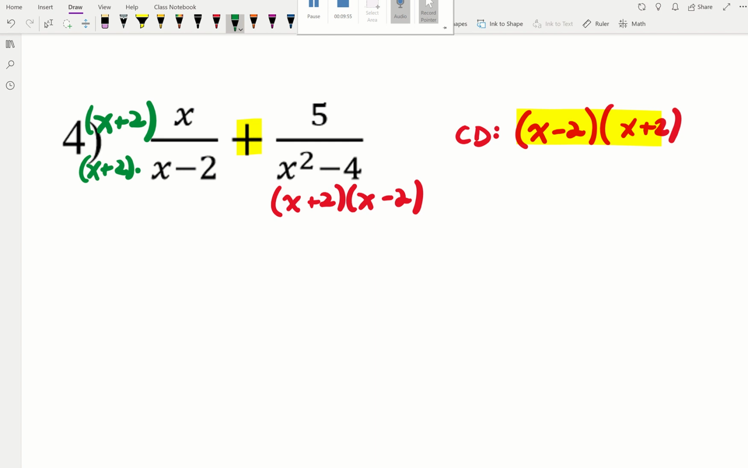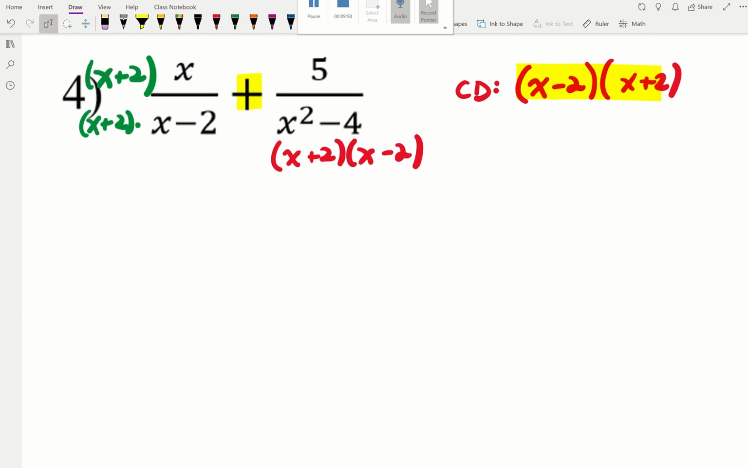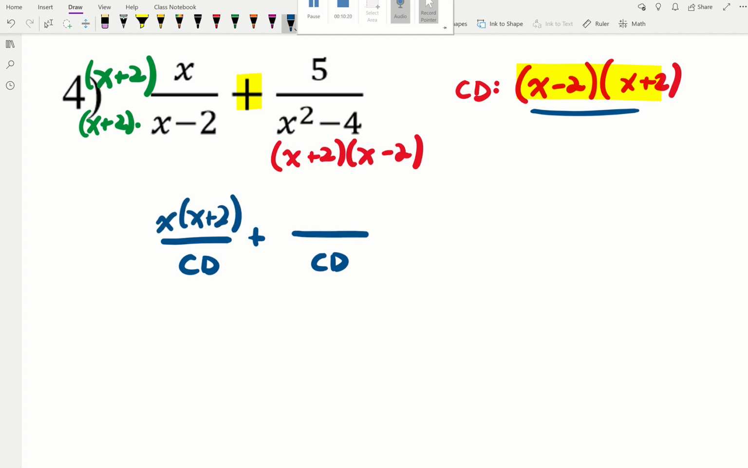So what I like to do is, I know that when I multiply x plus 2 and x minus 2, it's going to give me that common denominator. So what I normally do is I write this as CD. It tells me that I'm going to have the common denominator on the bottom. To get it on the bottom here, I had to multiply the x and the x plus 2 together. Over here, you have the common denominator, so you don't have to multiply by anything.